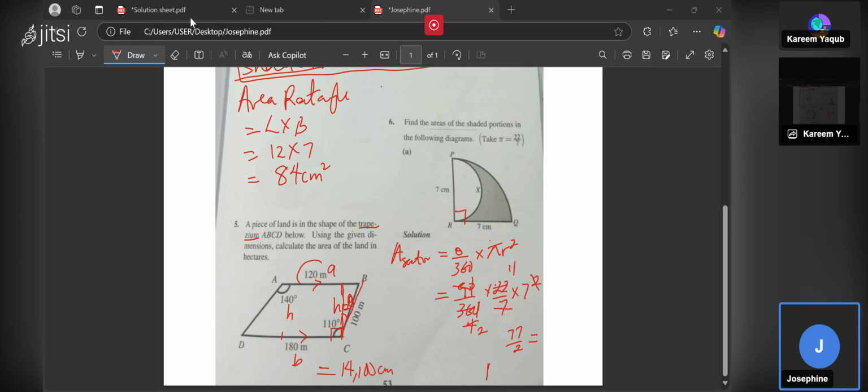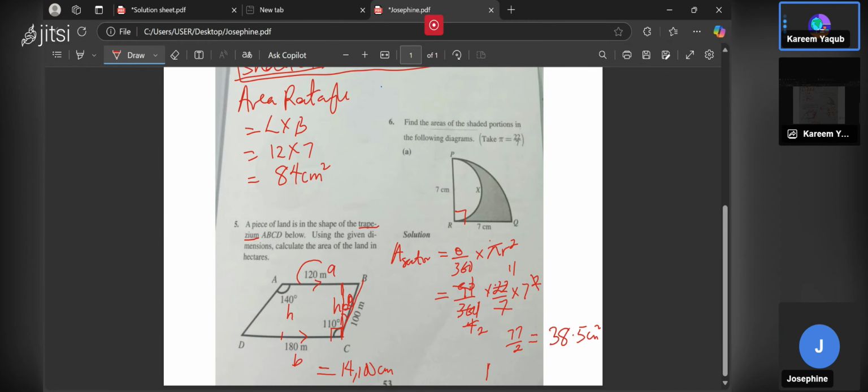After this, I have to restart my system. It's just malfunctioning. You know, it just started this one. So that is 38.5 centimeters squared. So that's the area of the sector.